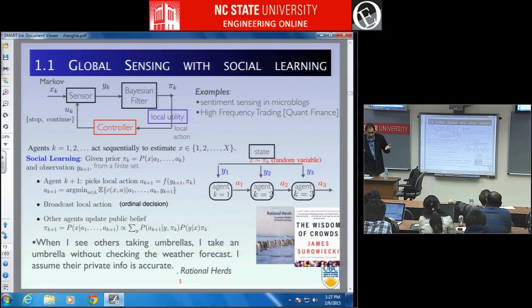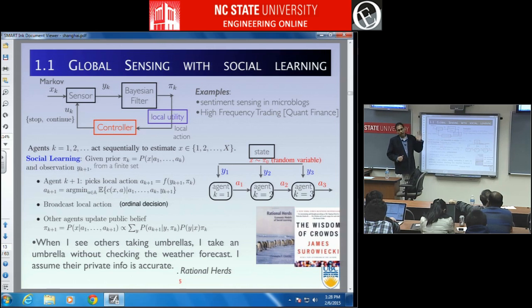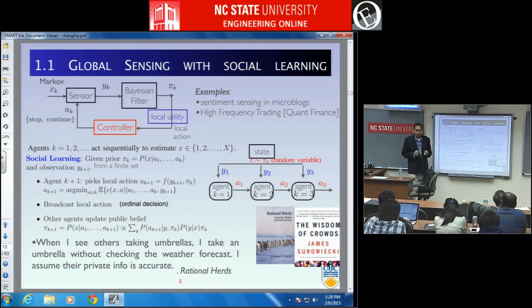So you're sitting at home and you're too lazy to check the weather forecast. You see some guy walking down the street with an umbrella. That person is rational. You assume that person checked the weather forecast. That person thinks it's going to rain, therefore they were carrying an umbrella. So therefore you take an umbrella. So now there are 2 people walking down the street with umbrellas.